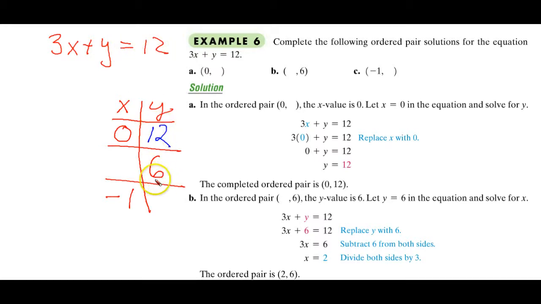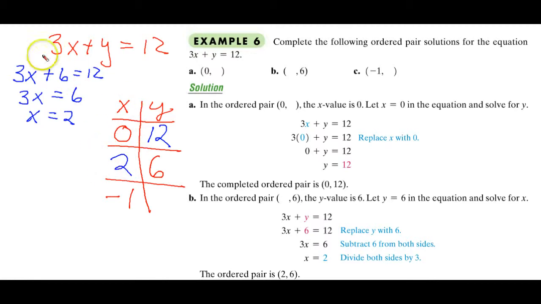Now if y is 6, we may have to write that out. Some you can do mentally. 3x plus 6 equals 12. 3x equals, I'm going to transpose the 6. That makes it a negative 6, so this is a 6 then. Divide both sides by 3. X equals 2.